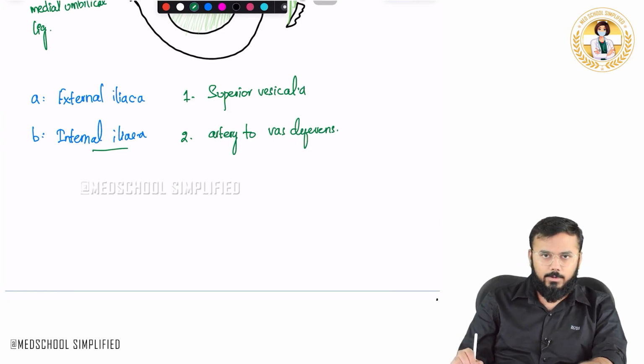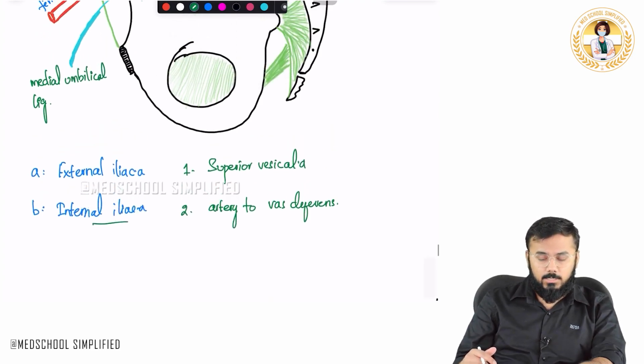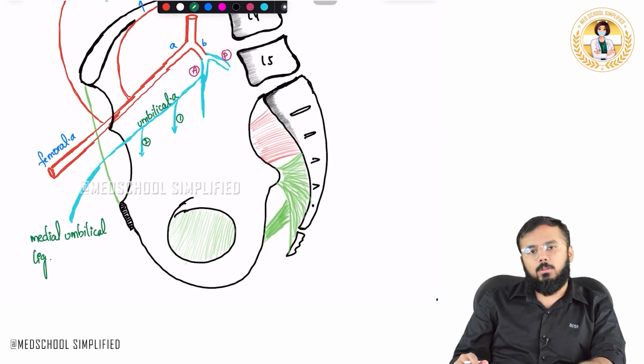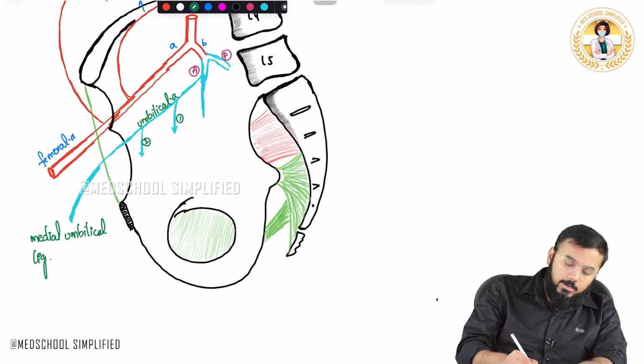This is another important artery. Now after giving these two branches, what will happen to this particular artery? This particular artery will continue down.